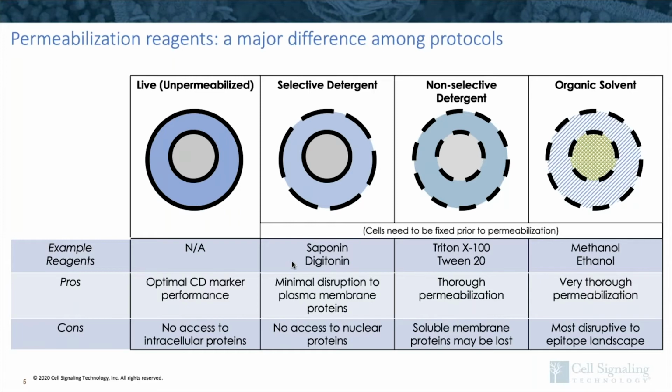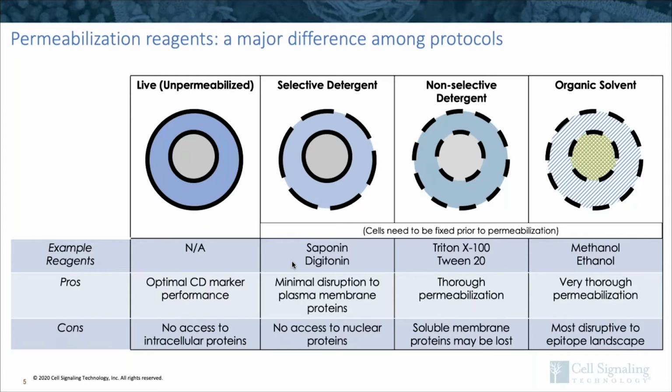Selective detergents like saponin and digitonin will remove cholesterols, and so this is good in that it doesn't disrupt other proteins on the plasma membrane to quite the extent as some of the other perm reagents, but you won't be able to access nuclear proteins because the nuclear membrane has a pretty low cholesterol content. Non-selective detergents like Triton X100 will simply dissolve lipids, and so this will give you a pretty good permeabilization, but you might lose some soluble membrane proteins in the process.